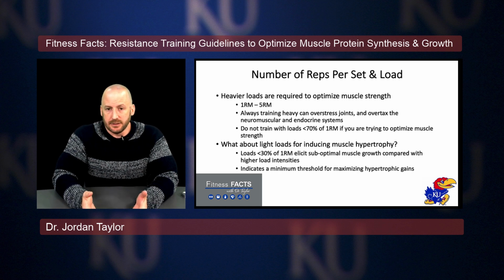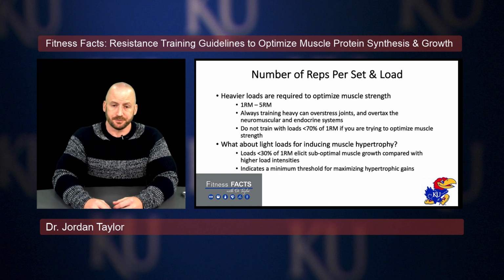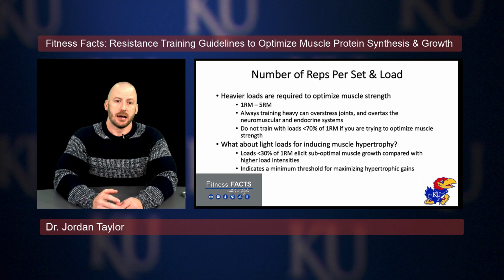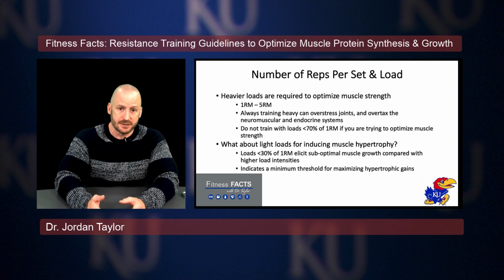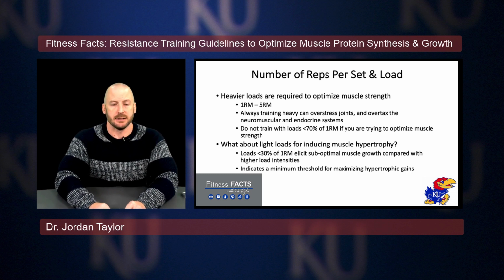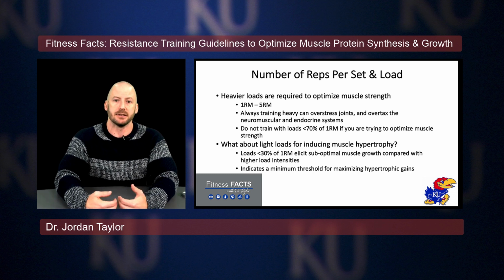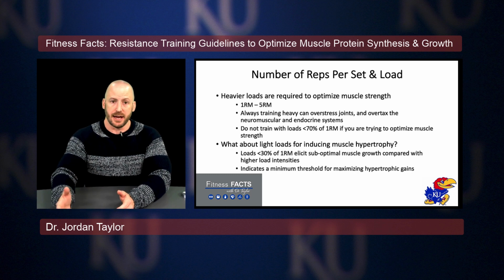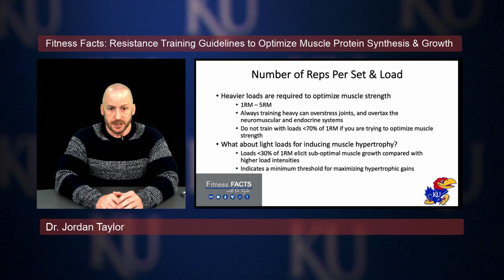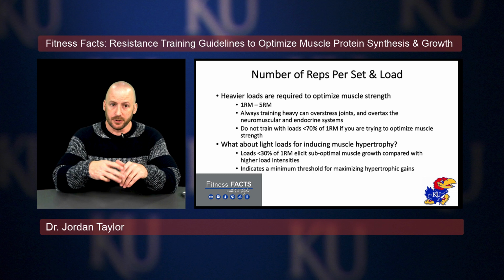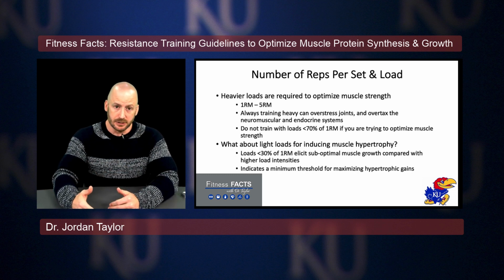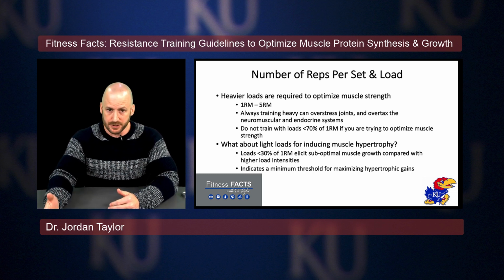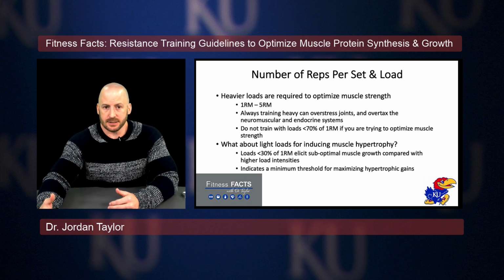Now, if you're just looking to have some gains in muscle mass and hypertrophy, you can use lighter loads. So loads 50%, 60% of your 1 repetition max. However, it is known that loads less than 30% of your 1 repetition max, those loads are too light. They elicit suboptimal muscle growth compared with loads that are above that, okay? So there is a minimum threshold for hypertrophy to occur. You need to at least be lifting a load that's greater than 30% of your 1 rep max on that given exercise.